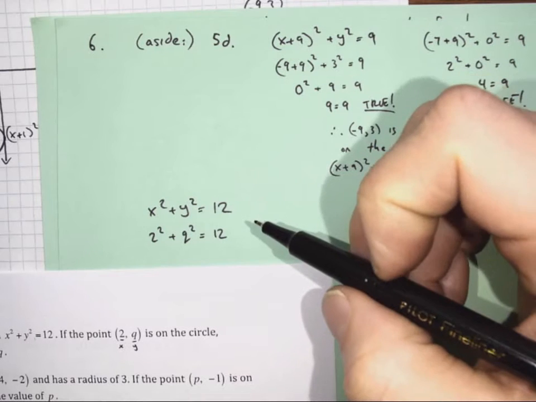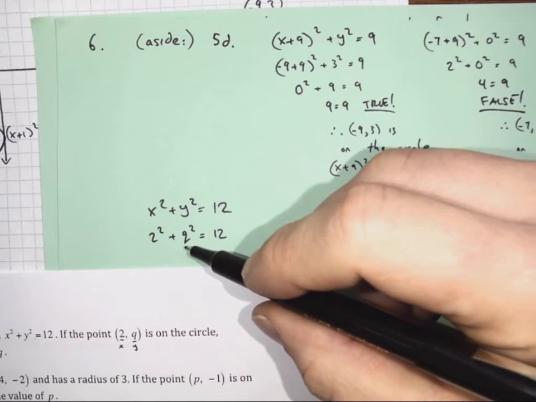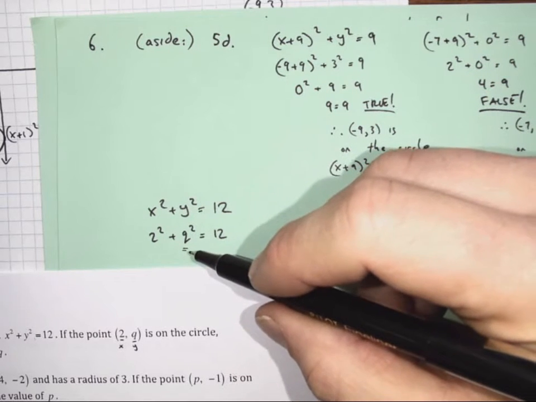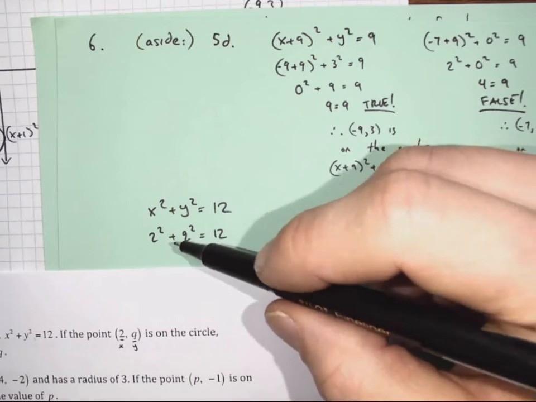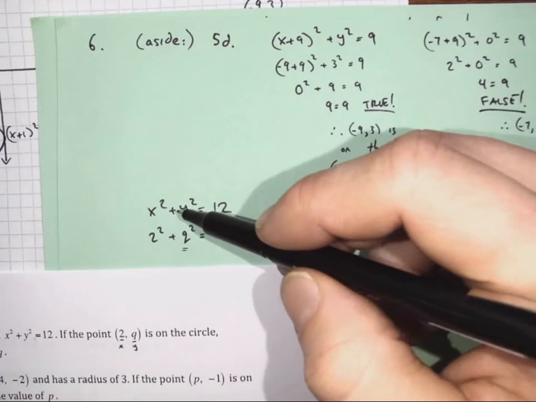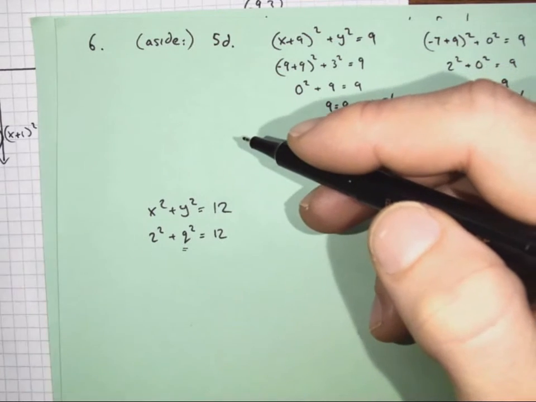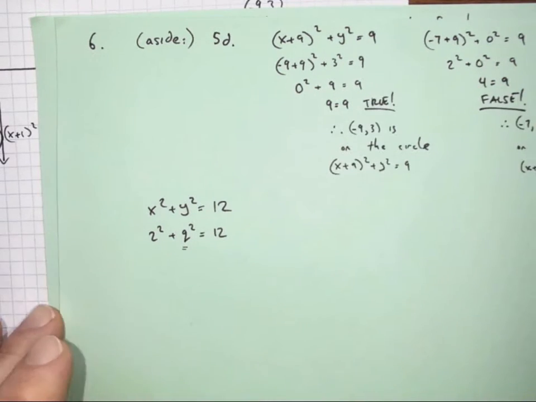Okay. So I'm going to try to find q. I'm going to use algebra to do it, and then I'm going to come back. I'm going to prove that the point (2, q) does give a solution to this equation. All right.